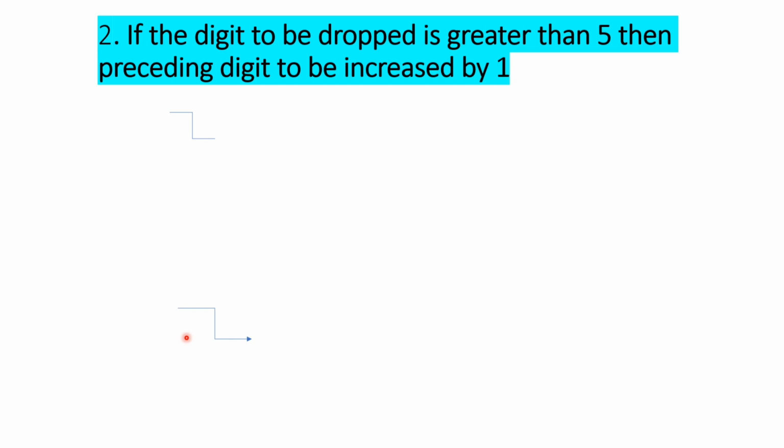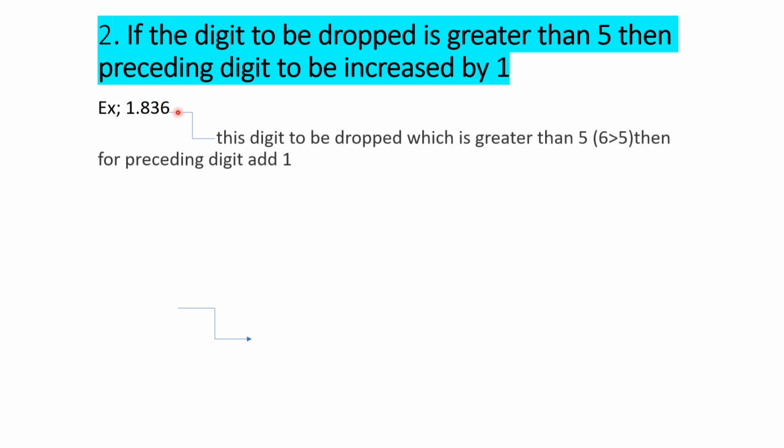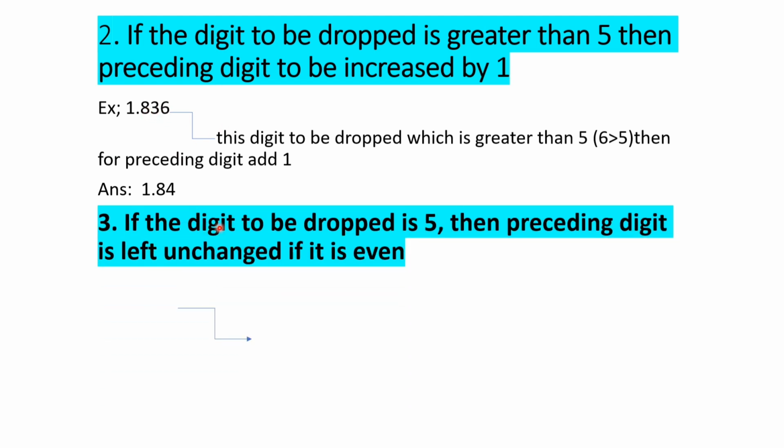If the digit to be dropped is greater than 5, then the preceding digit is to be increased by 1. For example, 1.836. Here we need to round up to three significant figures, that is 183. We don't need this 6. This digit 6 is to be dropped, which is greater than 5. Then we need to add 1 to the preceding digit. The preceding digit is 3, that is increased by 1. So add 1 and what is the answer? 1.84.